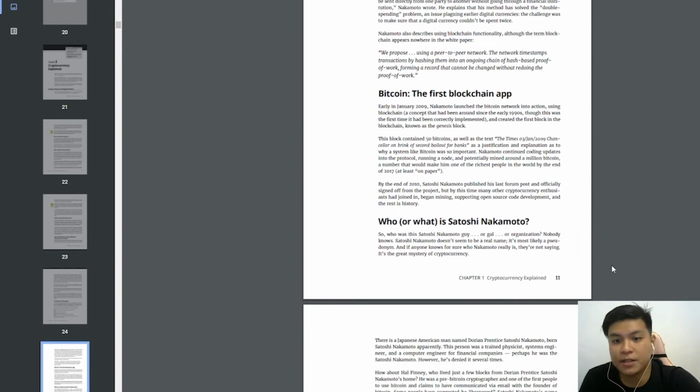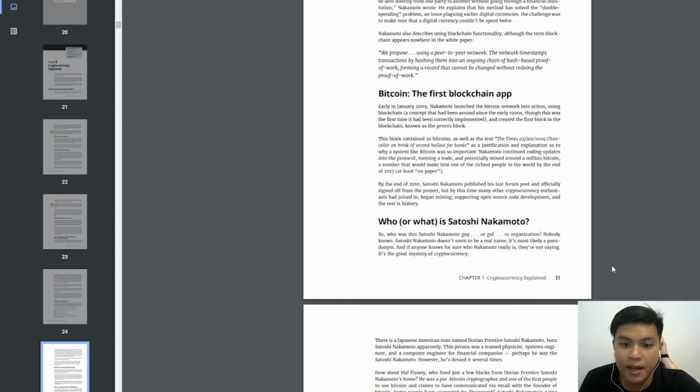Early in January 2009, Nakamoto launched the Bitcoin network into action using blockchain, a concept that has been around since the early 1990s. Though this was the first time it had been correctly implemented, and it created the first block in the blockchain, known as the Genesis block. This block contains 50 bitcoins as well as the text, "The Times, January the 3rd, 2009, Chancellor on brink of second bailout for banks," as a justification and explanation as to why a system like Bitcoin was so important.